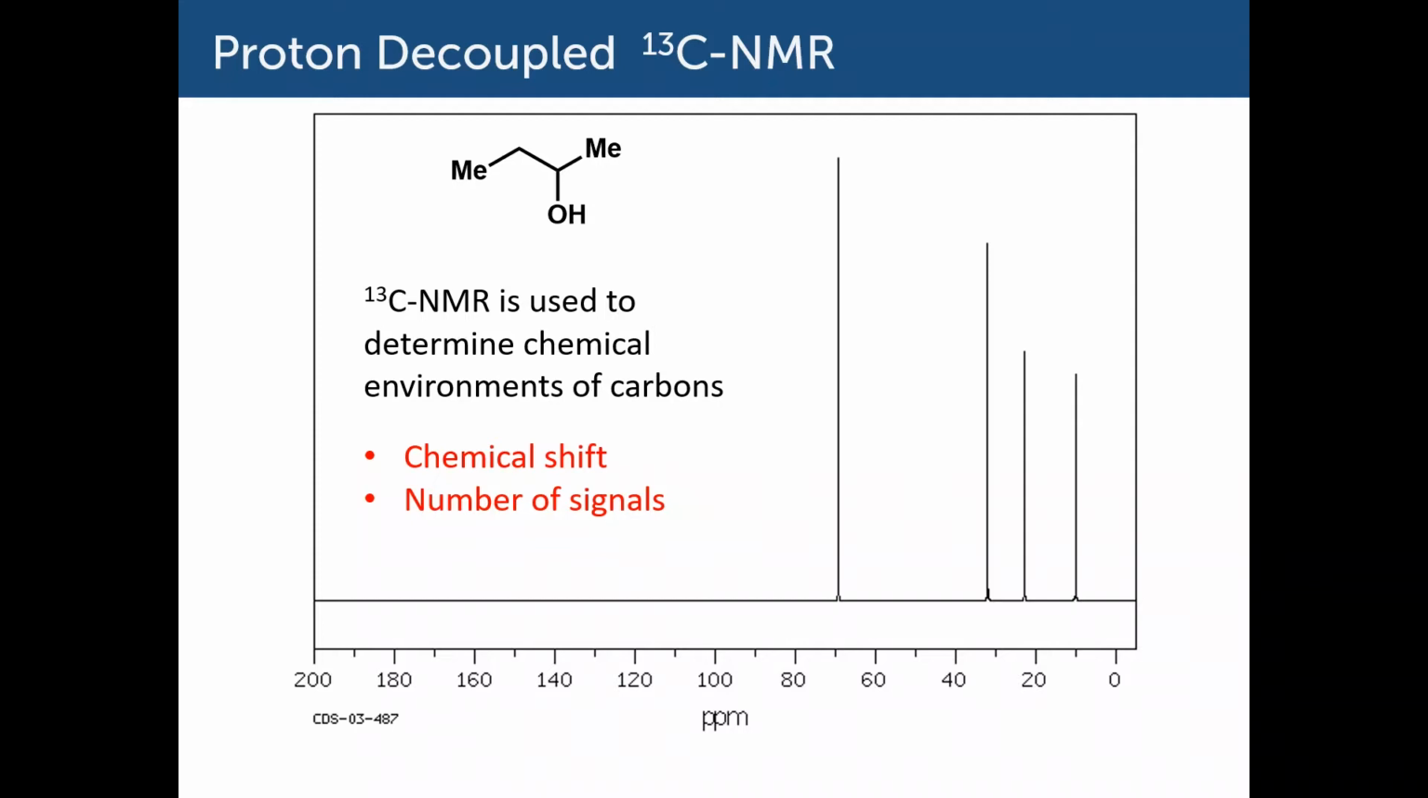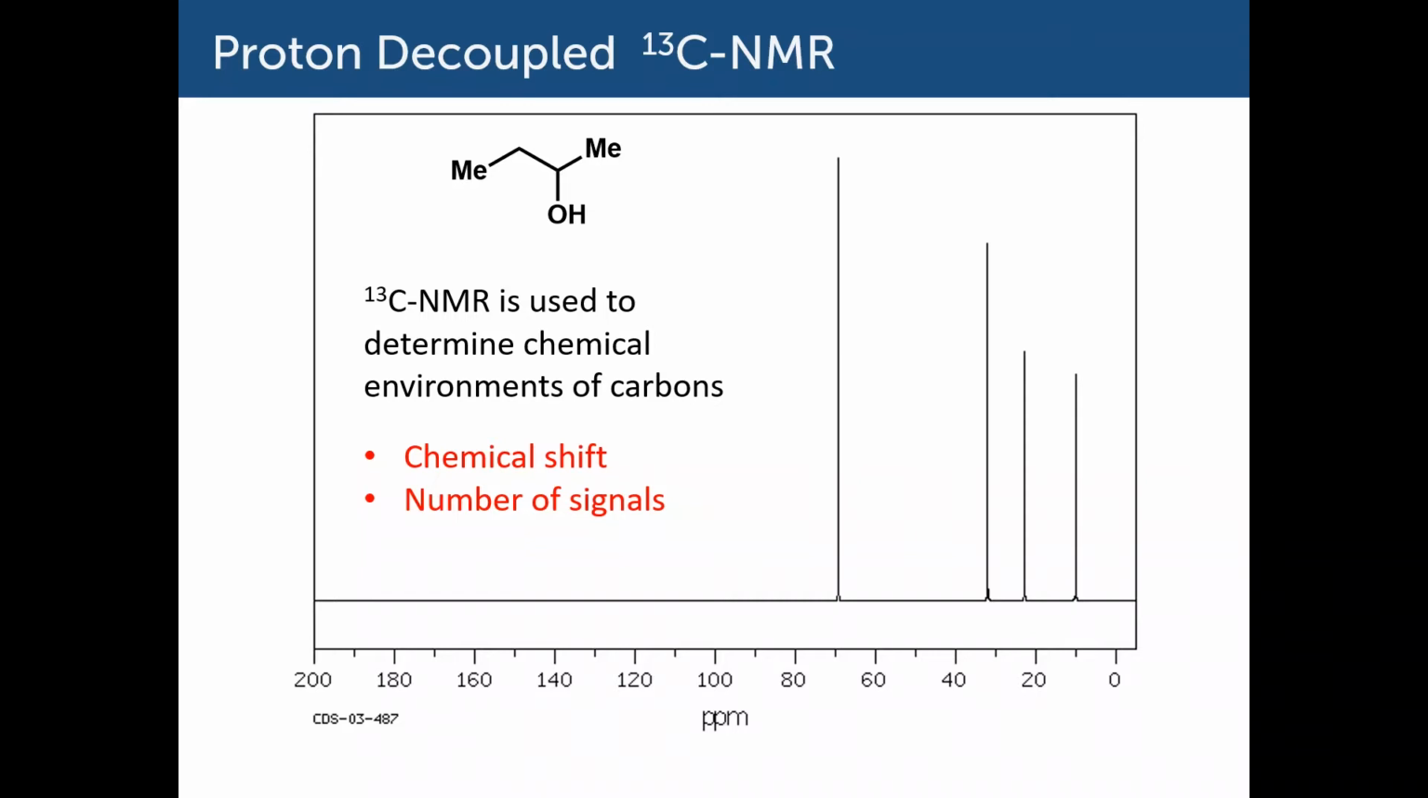So I'm showing you the structure of 2-butanol here, along with its carbon NMR spectrum. And so I thought what we could do is actually assign carbons to signals to get us started with how we would use chemical shift. Well, it turns out the chemical shift in carbon NMR works the exact same way as it does with proton NMR.